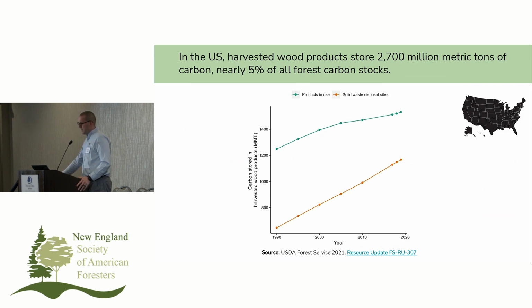This is data from every year the U.S. Forest Service works and provides data to the Environmental Protection Agency about how much carbon is stored in our forest, how much we're sequestering, and all that. One of the great things that I always look at is how much carbon is in harvested wood, and you can see those values here going back to at least 1990. We currently have in the U.S. about 2,700 million metric tons of carbon out there, and that's about 5% of all the forest carbon stocks, including what's in the forest. That's a pretty big number if you think about all the wood that's in the products that we use.